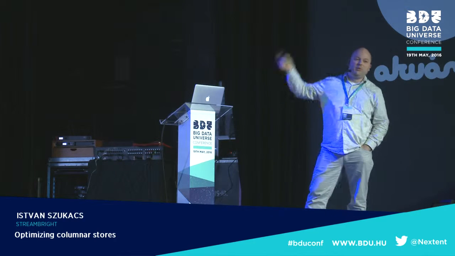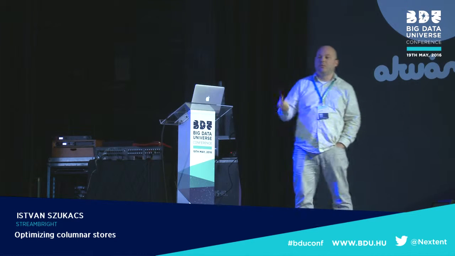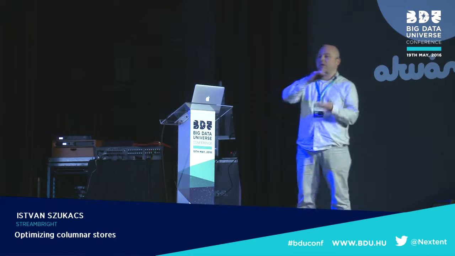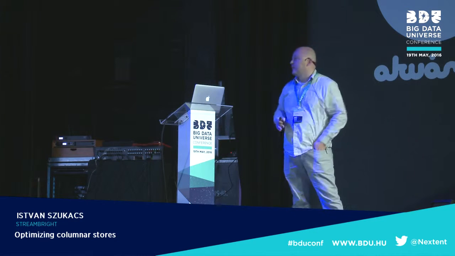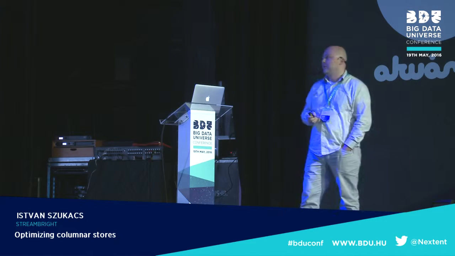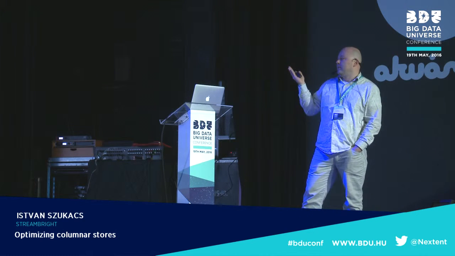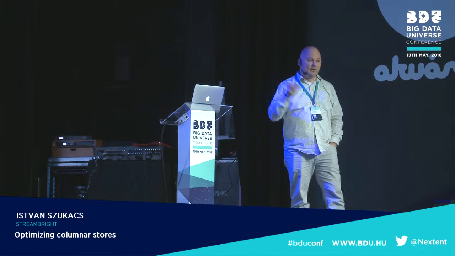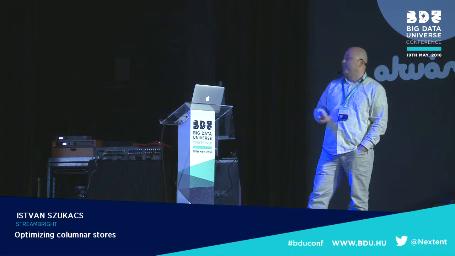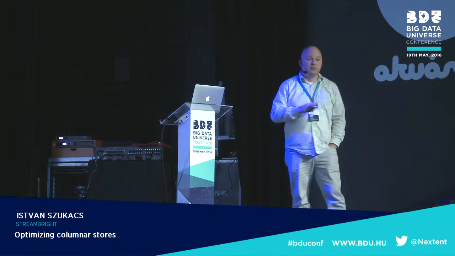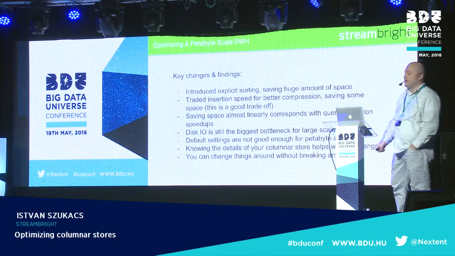So it means if you decrease the amount of disk usage, let's say by 50%, then your queries are going to be running at 200%. So that's quite a good optimization. And disk I/O is still the biggest bottleneck for these large-scale data warehouses, as we just proved. And default settings are not good enough for petabyte-scale data warehouses.